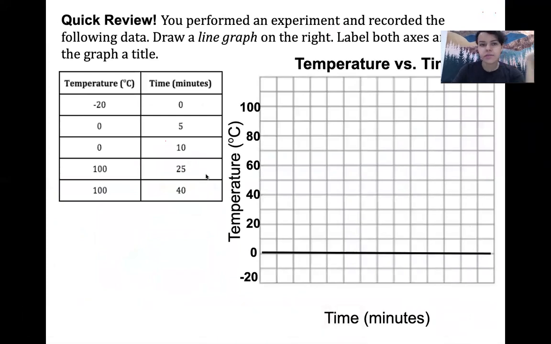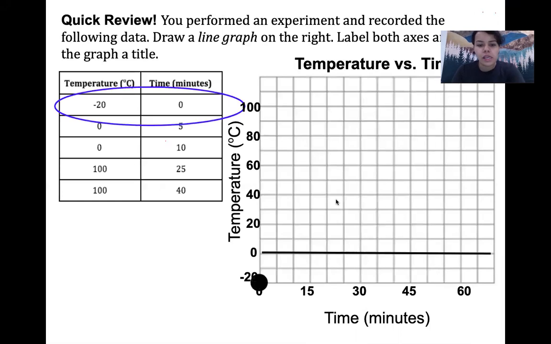I could just use this example. All right, so you performed an experiment and recorded the following data. Draw a line graph on the right, label both axes, and give the graph a title. So let's say you got this data. You have to choose an X and a Y axis, right? So time is the X axis, temperature is the Y axis, your title is temperature versus time. Then you plot your points on the graph.